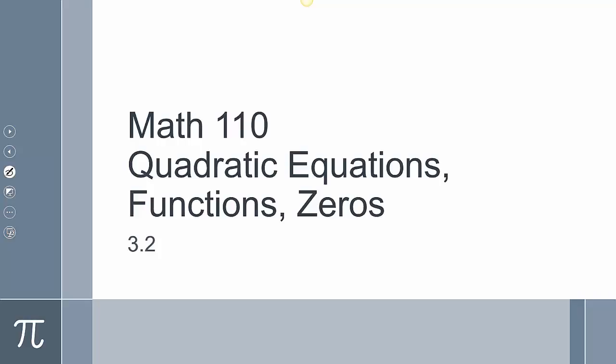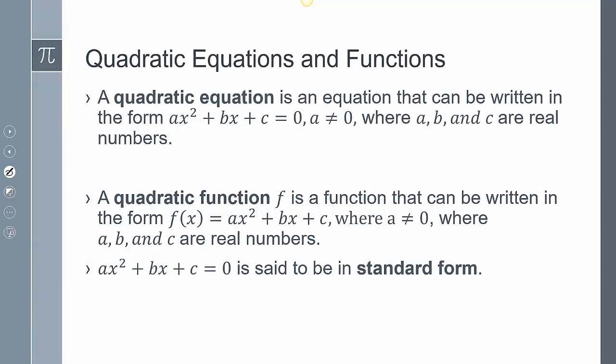This is section 3.2, quadratic equations, functions, and zeros. Now there's a difference between a quadratic equation and a quadratic function. A quadratic equation is set equal to 0. A quadratic function is typically written as f of x equals or y equals.